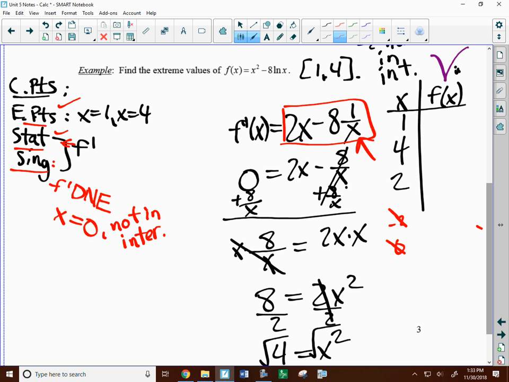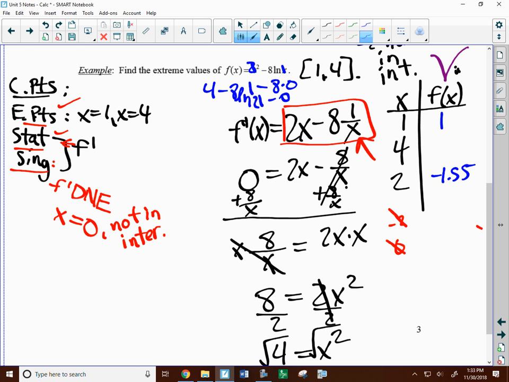Okay. Sounds good. Well, last thing is just plug them in. Let's plug in 1. So I'm going back to the original function. 1 squared is 1. You guys remember what ln of 1 is? It's 0. So it's 8 times 0, which is 0, so it's 1 minus 0, which is 1. And again, you would just plug the rest of them in. So you plug in 2, it'd be 4 minus 8 ln 2. Now to get a good idea of what that is, you put it in your calculator. It's about negative 1.55.